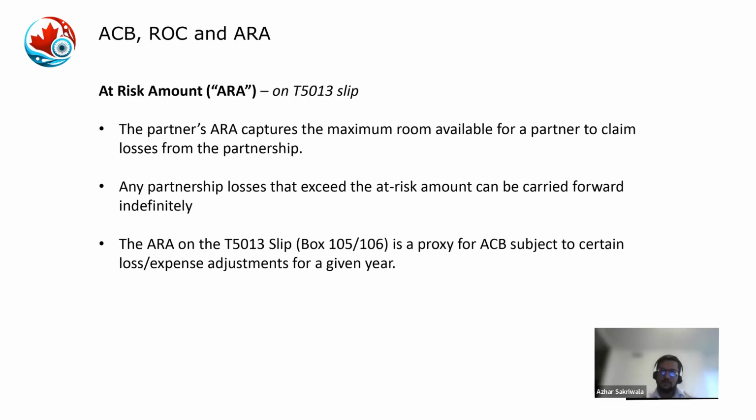Now coming on to at-risk amount. There is a particular box, 105 or 106, in the partnership slip, which provides details of the at-risk amount. The at-risk amount is the maximum amount of loss that a partner can claim from a partnership. So if a partnership makes significant losses, the limited partner's liability cannot exceed his total value of investments. So the at-risk amount provides the value, which is the maximum loss the partner can bear. If he's allocated losses in excess of that investment, those losses are disallowed from being claimed in the partner's return.